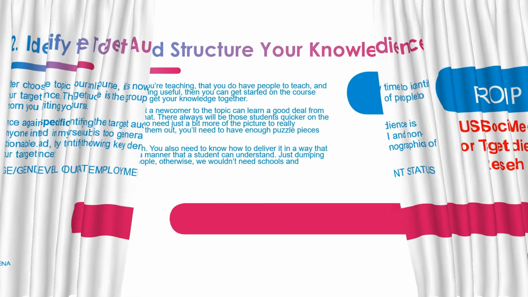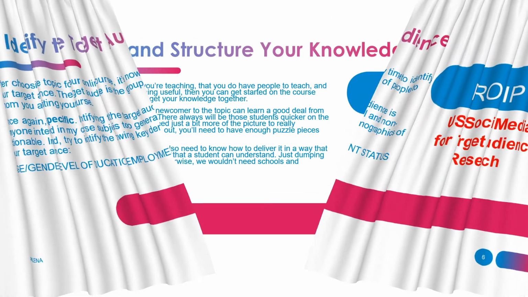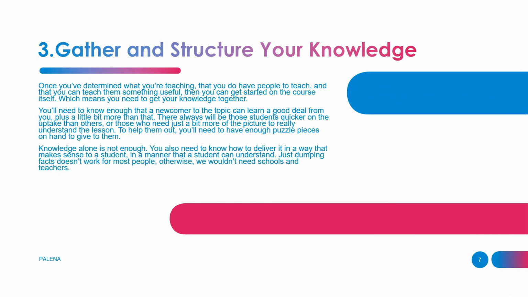The third thing we should look after while creating an online course is to gather and structure your knowledge. Once you have determined what you're going to teach, that you do have people to teach and that you can teach them something useful, then you can get started on the course itself, which means you need to get the knowledge together. You'll need to know enough that a newcomer to the topic can learn a good deal from you, plus a little bit more than that.